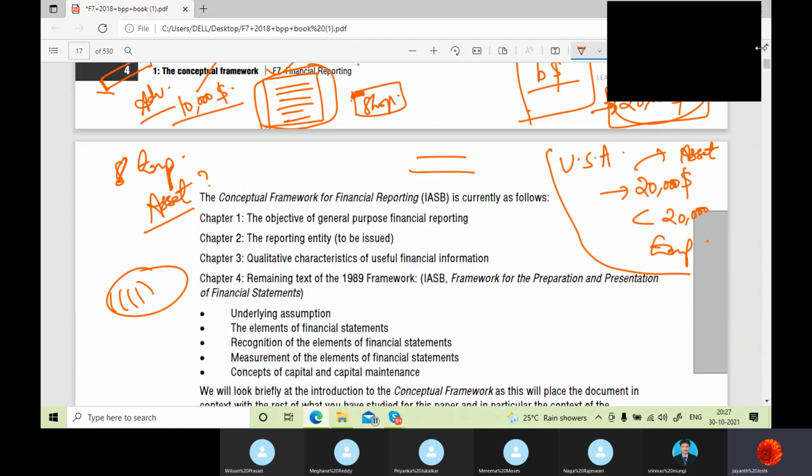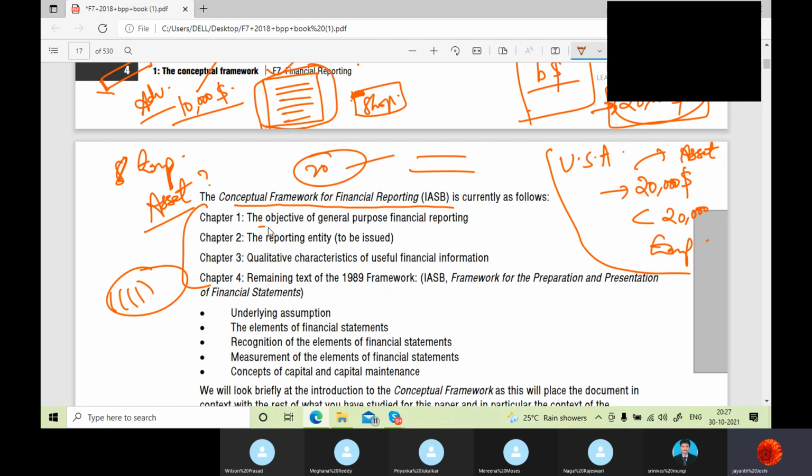Very simple ones. This book is a framework of 20 chapters, correct? In the same way, IASB's conceptual framework is like a book. It has these chapters. The first chapter is the objective of general purpose financial reporting. Why are you preparing the financial reports? To know the profit and loss, performance and position.